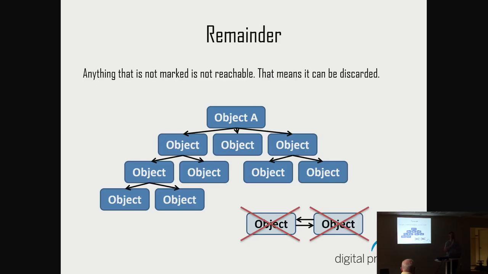A WeakMap is a special type of object that allows you to use other objects as keys, which means you're really using references as keys. That can be really handy for a number of reasons. Let's say I have a bunch of DOM nodes.